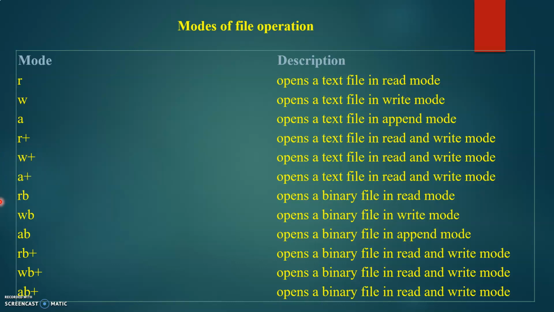a+ is used again for read and write mode. It is called append mode. In a+ we generally don't use it; we use r+ and w+ up to this point. Okay. Another case is rb and wb.